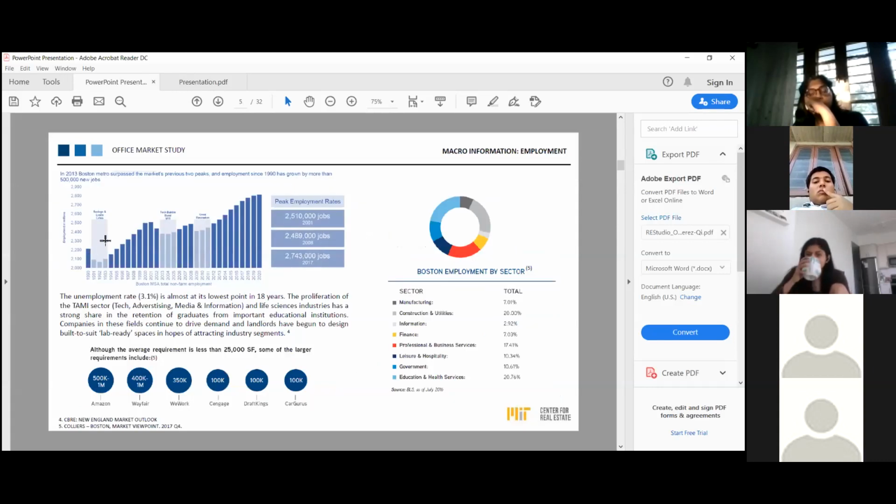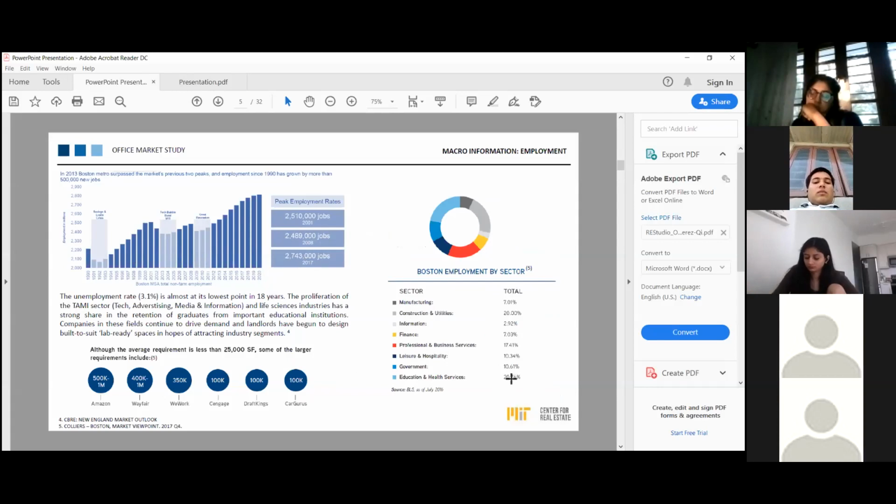You'll also try to understand employment cycles, based on the years, what the current trend in the market is. You'll try to understand which sectors are doing well. For example, construction and utilities, 20%, business and service industries are almost 17%. Government is reasonably small. Education and health is massive.